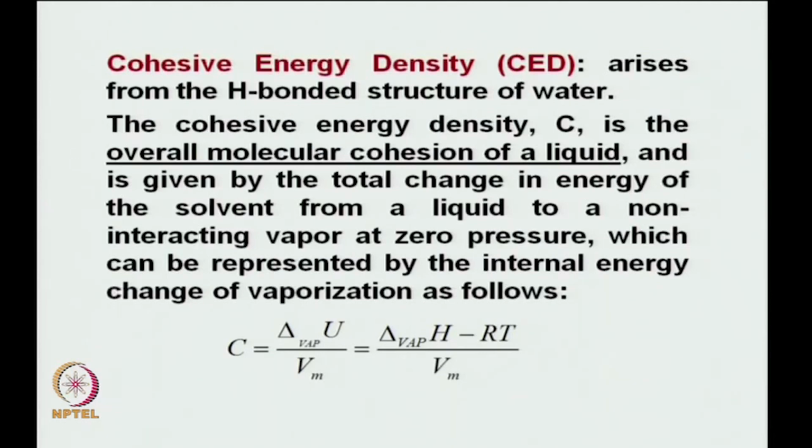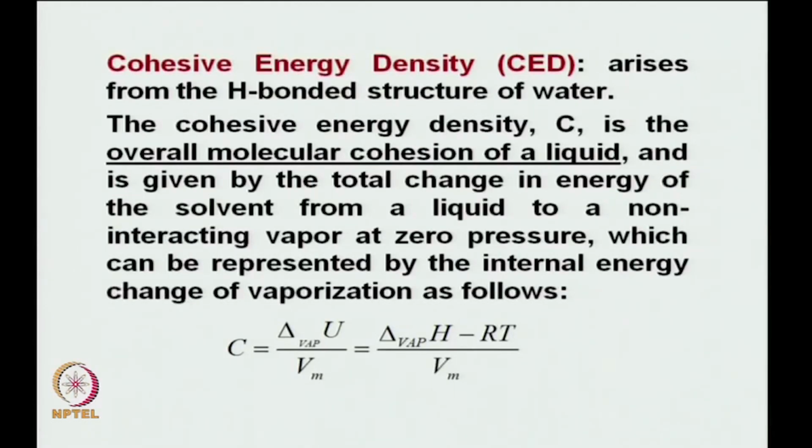It is given by the total change in energy of the solvent from a liquid to a non-interacting vapor at 0 pressure. What do I mean by 0 pressure? Why is 0 pressure so important? Can someone tell me why? See, I am taking the solvent from the liquid to a non-interacting vapor. It is an ideal gas. When can you expect gases to behave ideally? When pressure is very low, tending to 0 pressure.